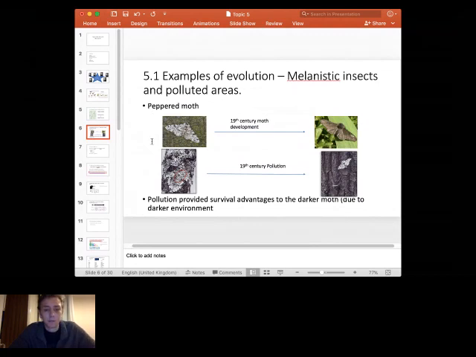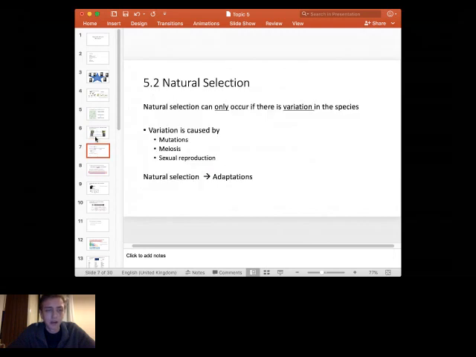Okay, but basically what I said was hopefully an explanation enough. This peppered moth changed color because of the environment, which turned its environment into a darker color. Hence, the species were converted to a darker color as well. Okay, cool. So that's 5.1.